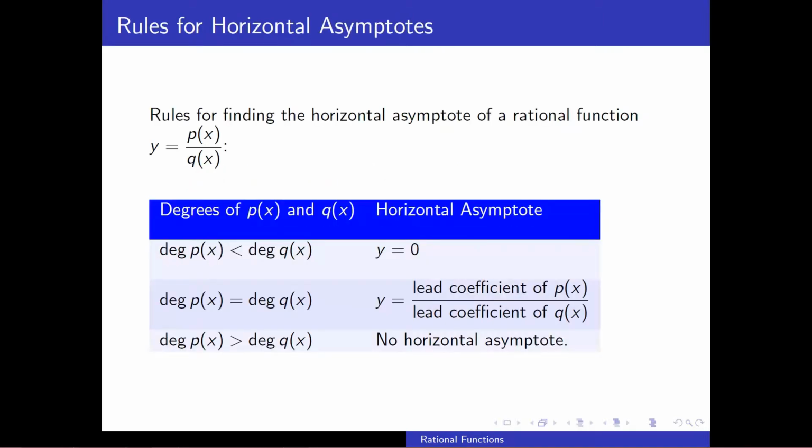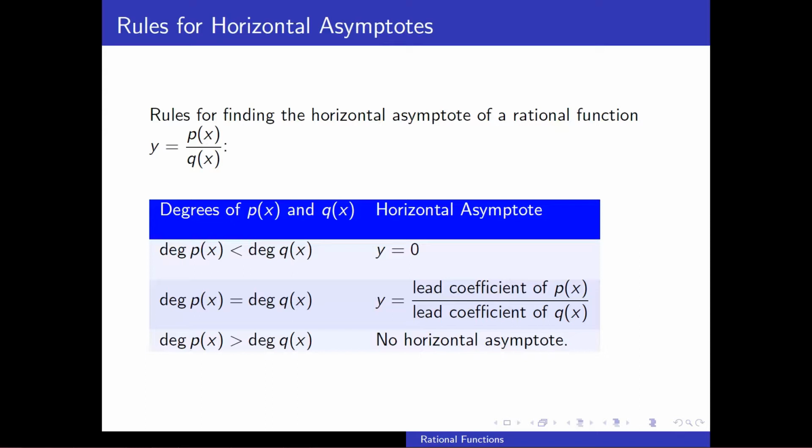The rules for finding horizontal asymptotes depend on the degrees of the numerator and denominator. Recall from our lecture that the degree of a polynomial is the largest exponent in that polynomial. So we look at the degree of both the numerator and denominator. In this table, the numerator is called p(x) and the denominator is called q(x).